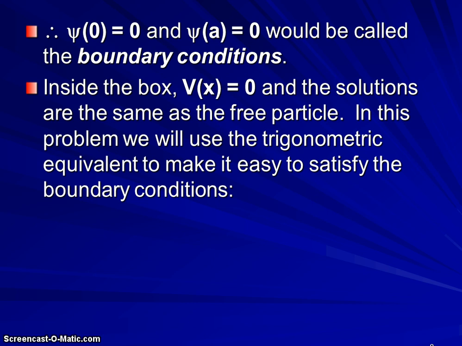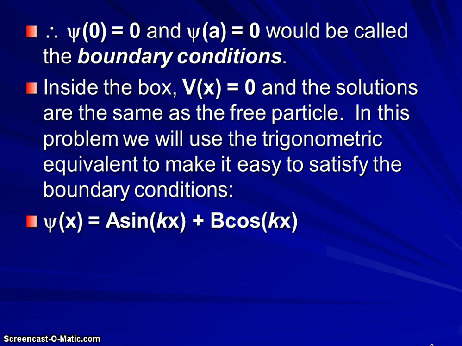So inside the box, the solutions, the wave functions, are the same as they would be for the free particle, but it's going to make our math a little bit easier in this case if we use the trigonometric equivalent. So we'll say the wave function is A times sine of kx plus B times cosine of kx. Now, the wave function has to be zero when x is zero because of our boundary condition. So if x is zero, the sine of zero is zero. This term would drop out.